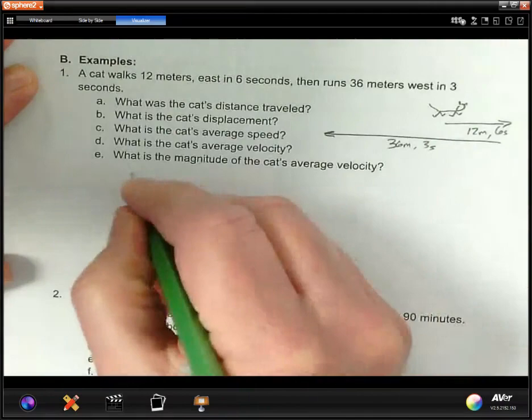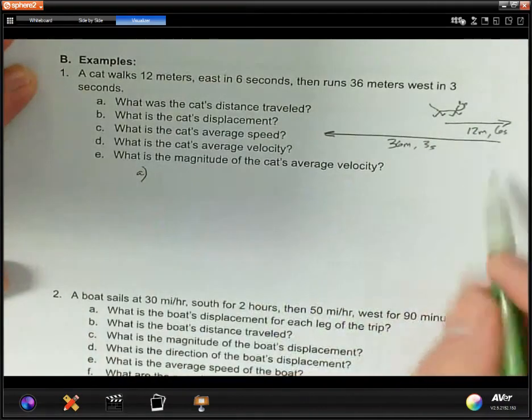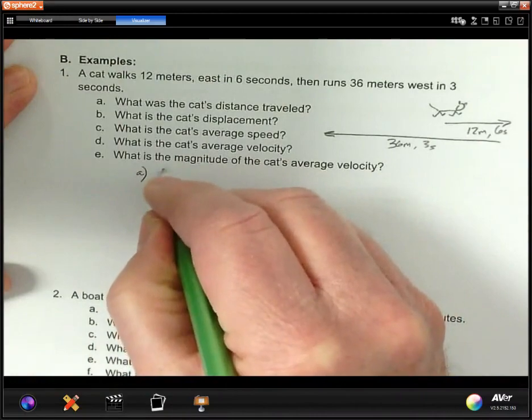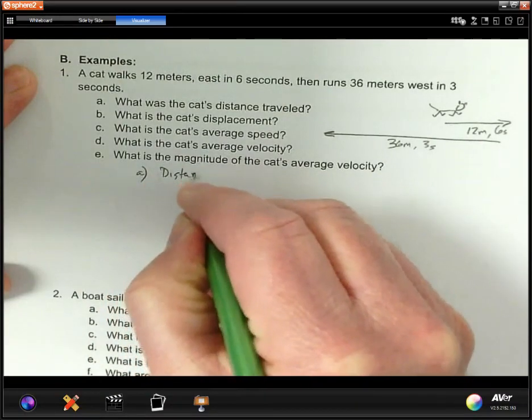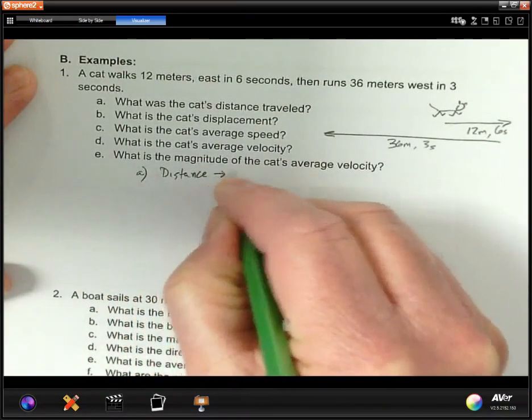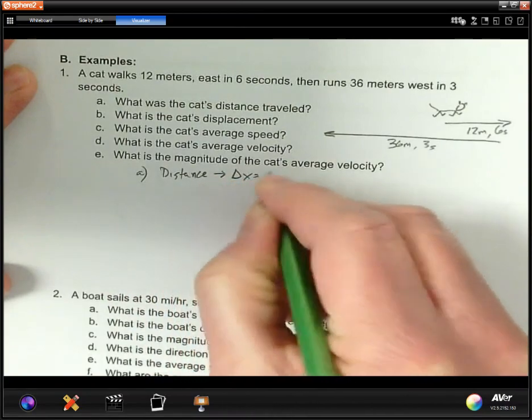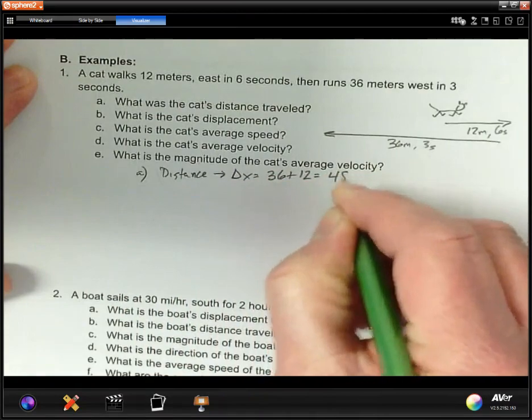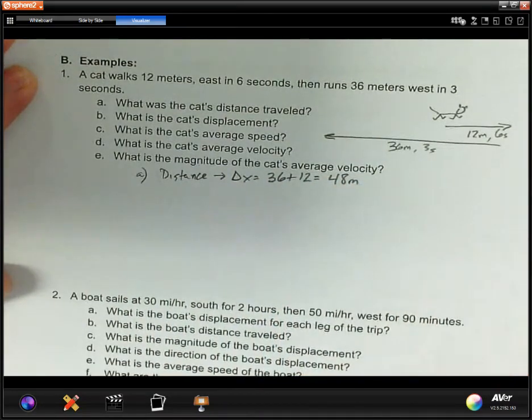In part A, we want the distance. Well, we don't worry about directions. He just went 12 meters and then 36 meters. So the distance delta x is going to equal 36 plus 12, which is 48 meters.